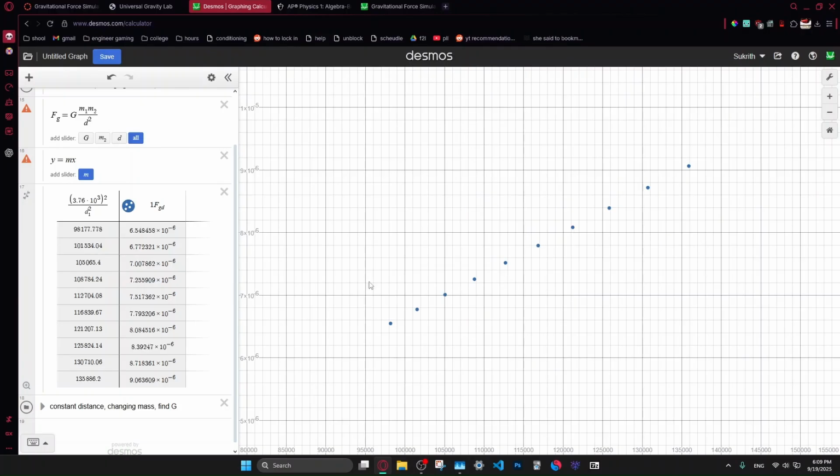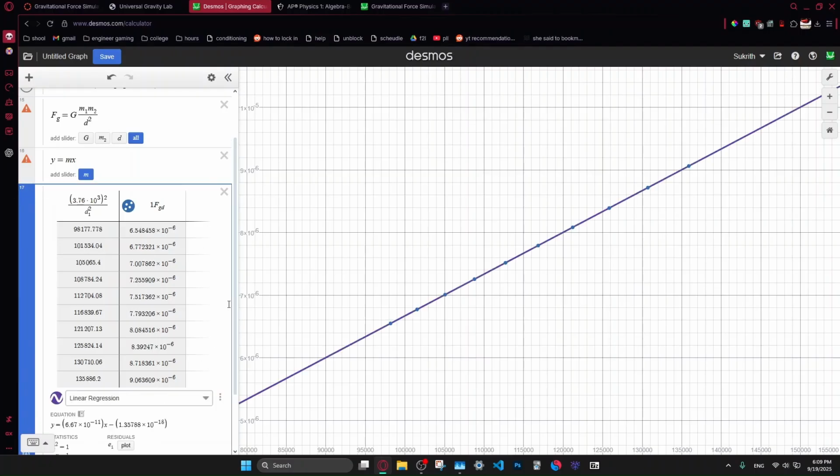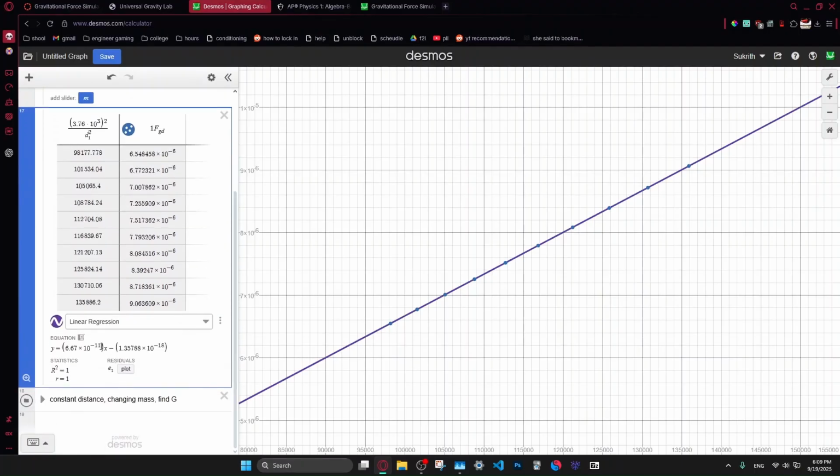Isn't that good? That's very good, actually. We're going to hit this magical button over here. And look at that. We did it. The slope of our line is, in fact, G. We figured out the gravitational constant with a 100% accurate thing. Oh, I'm tired. But we're not done yet, because we can do it a different way, too.